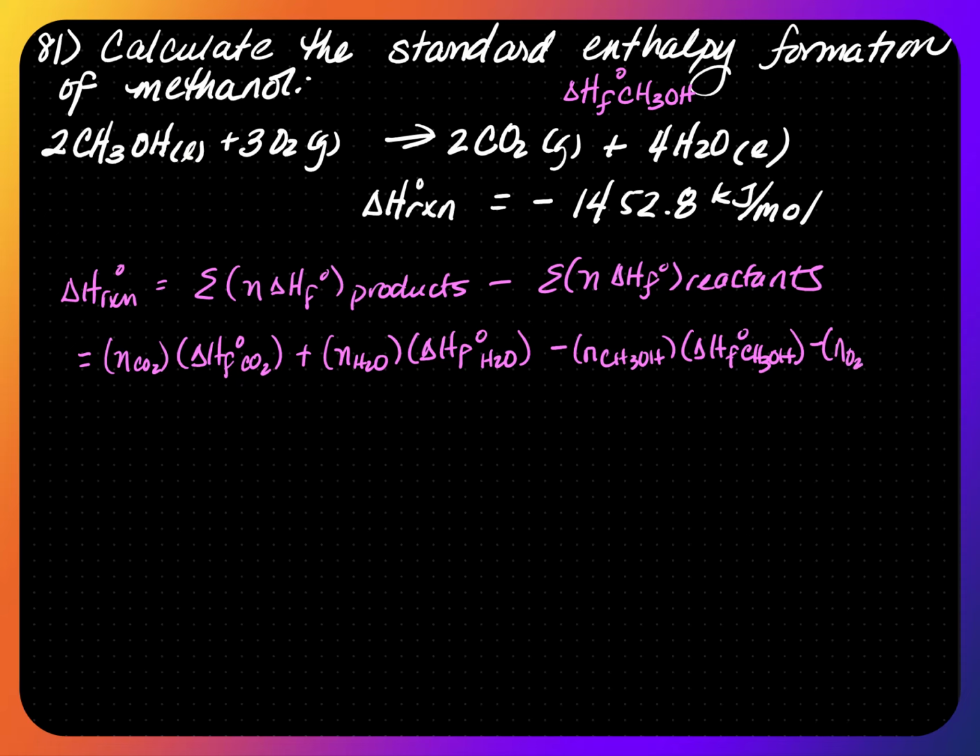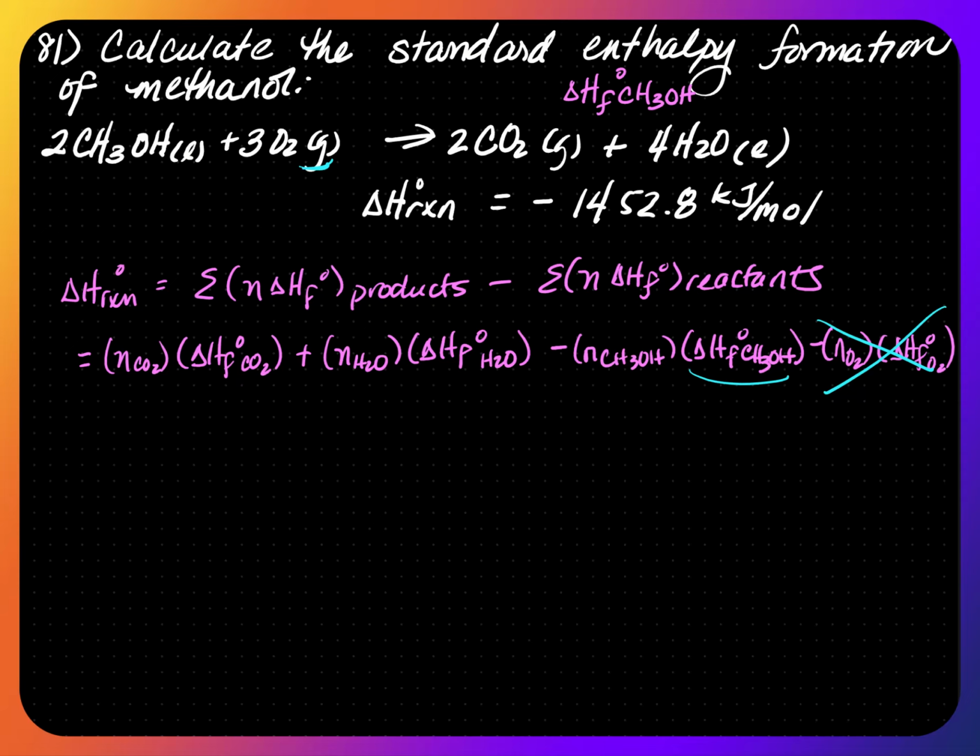So this is going to be the moles of O2 times the delta HF naught of O2. Already by looking at this problem, I know one of the values is 0 because it's at standard state. So the delta HF naught of oxygen, because it's a gas on the periodic table at 1 atm and 25 degrees Celsius, will be 0, so we could ignore it. So we are looking for this right here, so everything else is given.